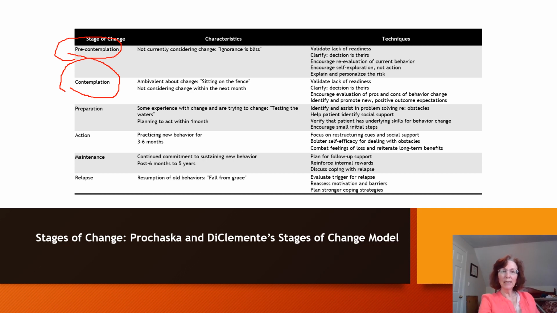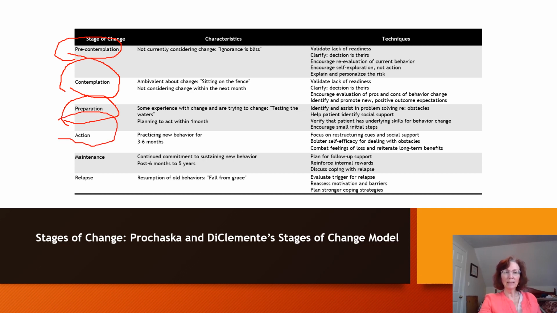Preparation stage of change. They experiment with change, trying to test the waters. They plan to act within the next month. We identify and assist in problem solving, look at obstacles, identify some social supports, and verify the patient has underlying skills for behavior change. We encourage small steps.